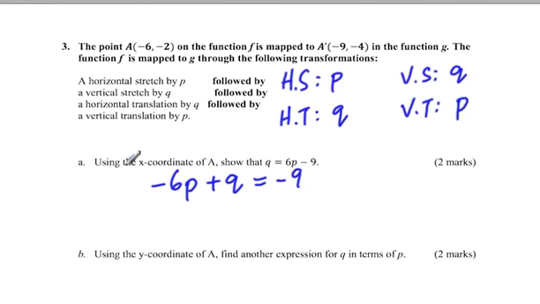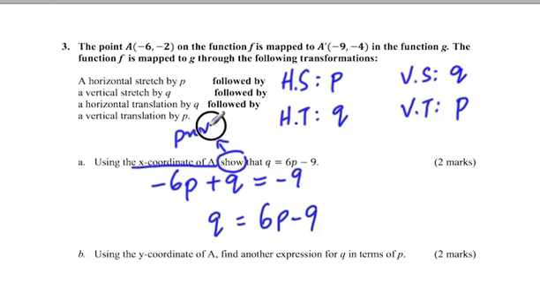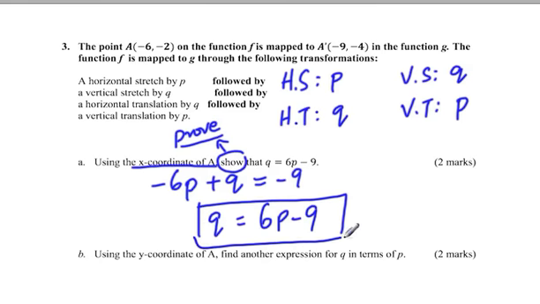Now, let's look at this question. Using the x-coordinate of A, which we've done, show that Q is equal to 6P minus 9. So in other words, we have to solve for Q. So it's -6P plus Q, so Q is equal to, if I add 6P to both sides, 6P minus 9, and we've done. Remember, what's another word for show? It's just prove. So we've just basically proved that Q is equal to 6P minus 9, and we're done with A.